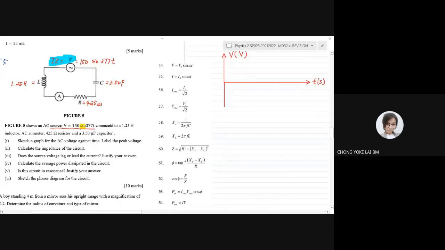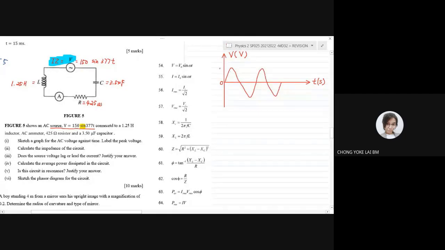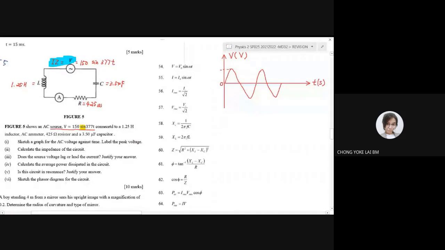So refer kepada equation yang diberi, graph sin. So graph sin gunakan matematik anda. So graph sin mesti start dari kosong. So lukiskanlah bentuk graph sin. Draw at least 2 cycle lah. Then the question asks you to label the peak voltage. So labelkan berapa nilai V0.